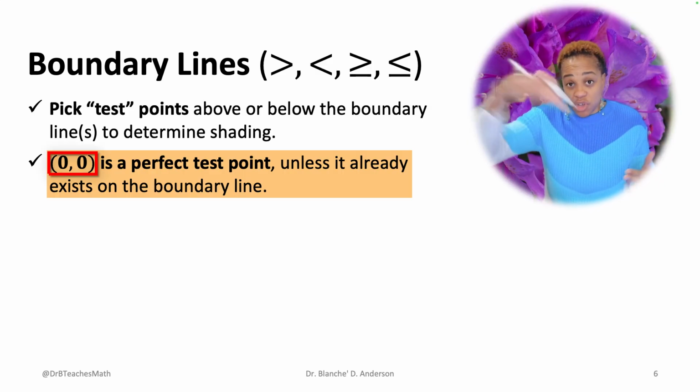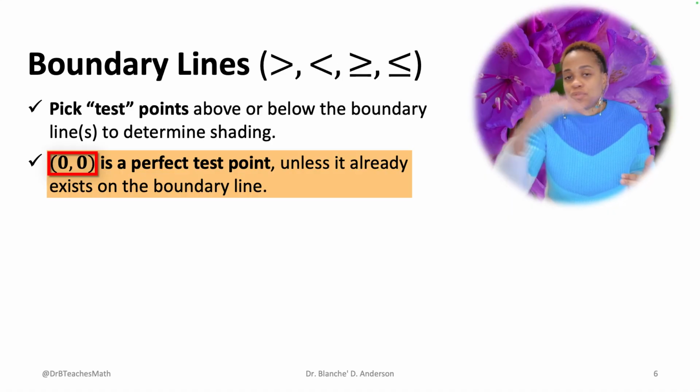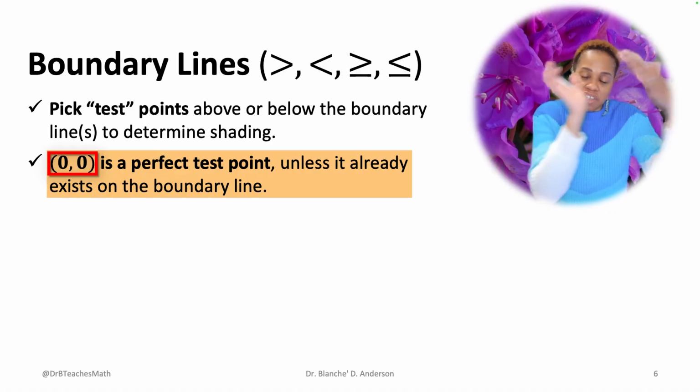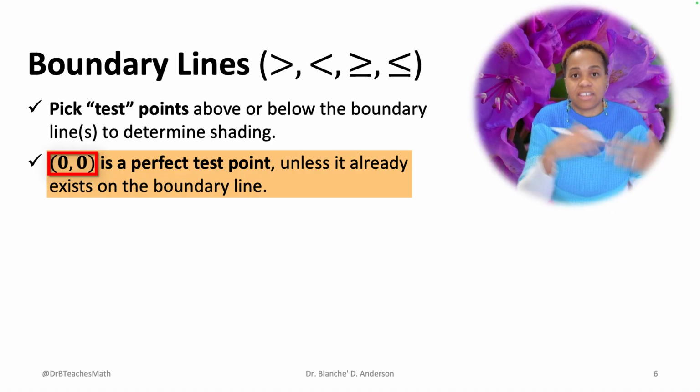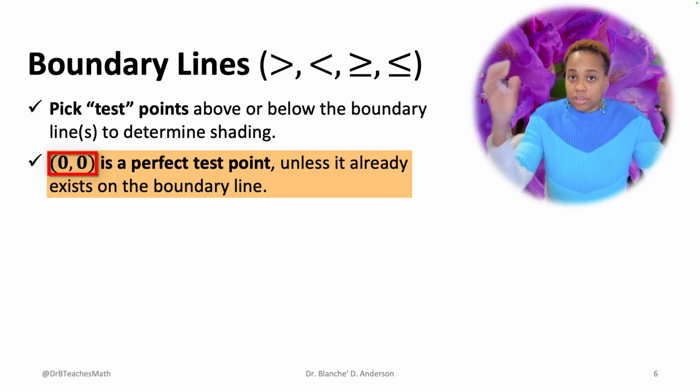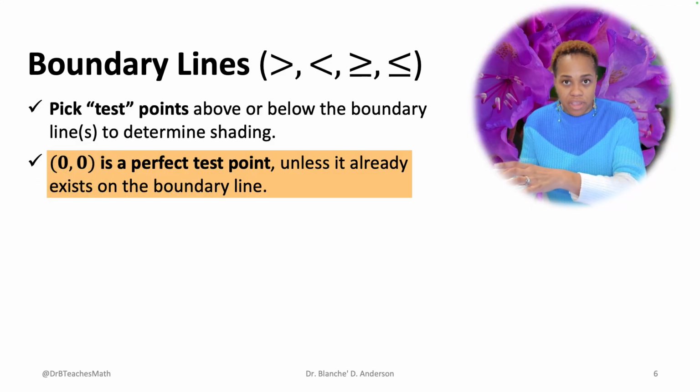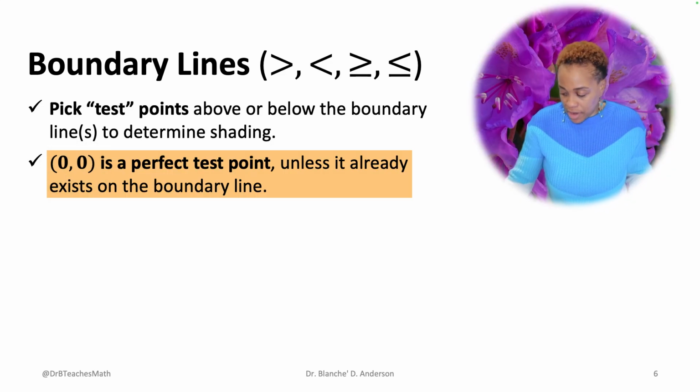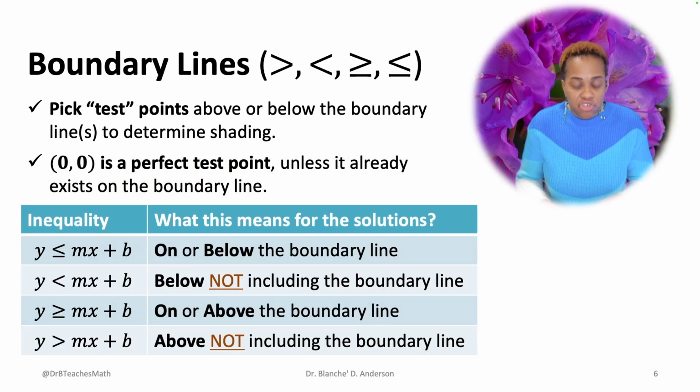Now, if (0, 0) happens to be on the line, you can't use it, because you need to know exactly which side to shade. So just pick a different test point. Look at your graph and say, I'll pick an ordered pair over here, or I'll pick an ordered pair over there. Here's this chart just real quick to kind of give you an idea.